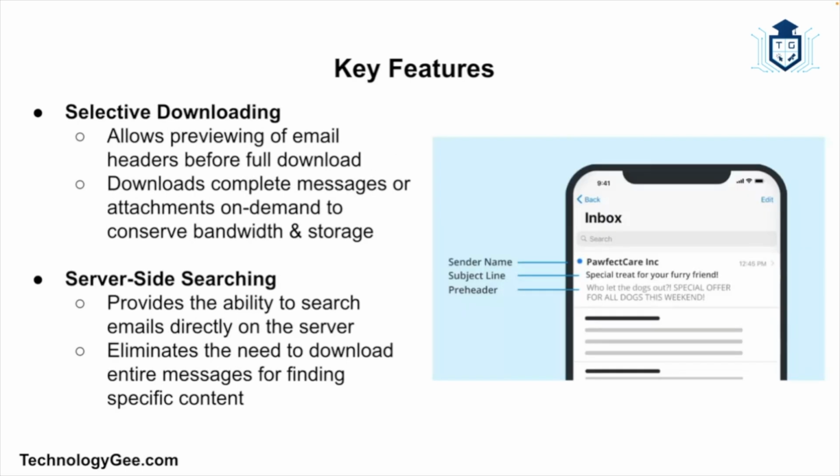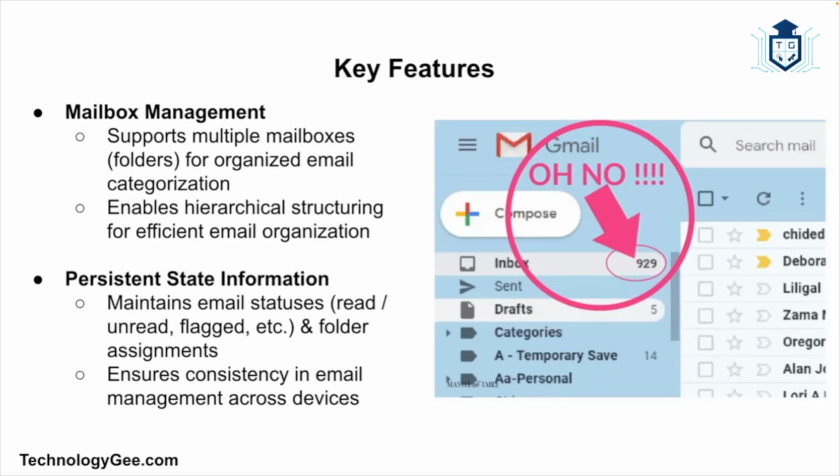You have selective downloading. So users can view email headers and selectively download full messages or attachments as needed, conserving bandwidth and storage. There's server-side searching. So IMAP enables users to search emails on the server, allowing for efficient querying without the need to download entire message bodies. Another key feature is that of mailbox management.